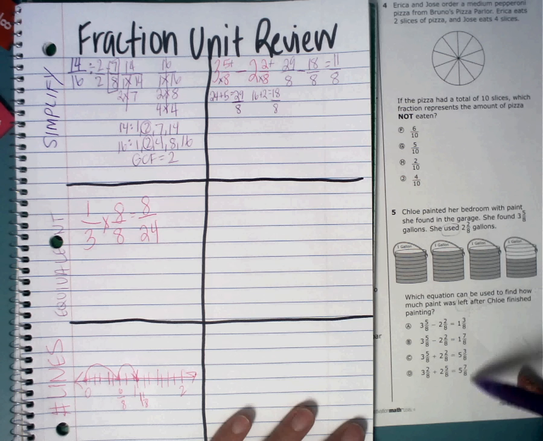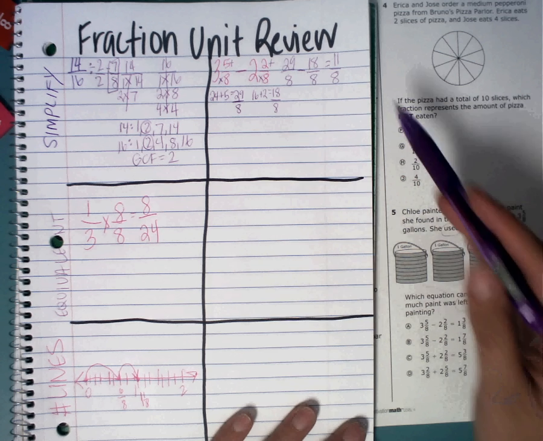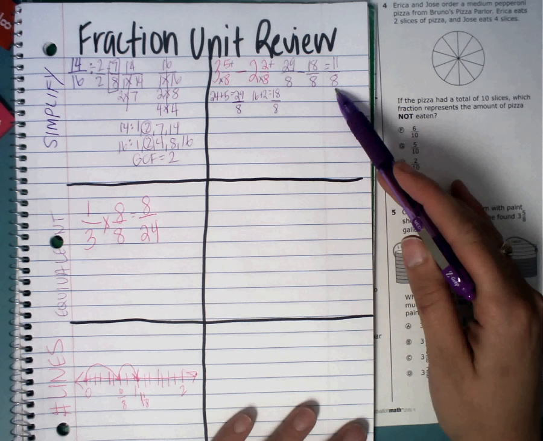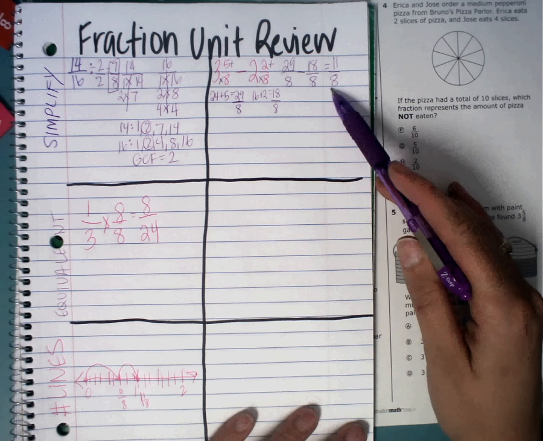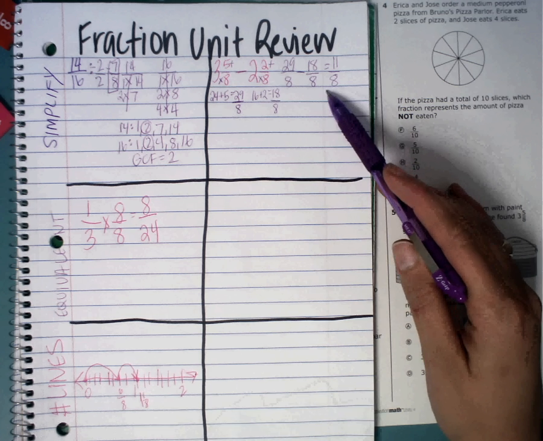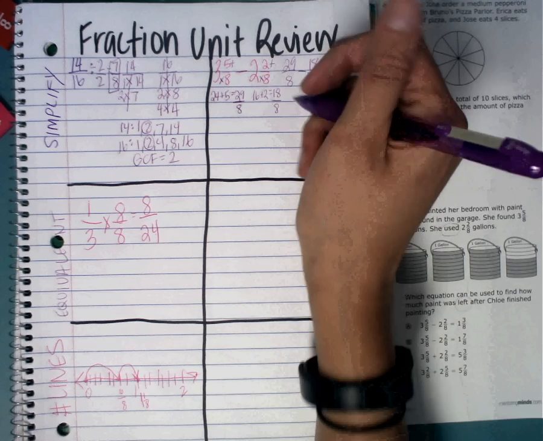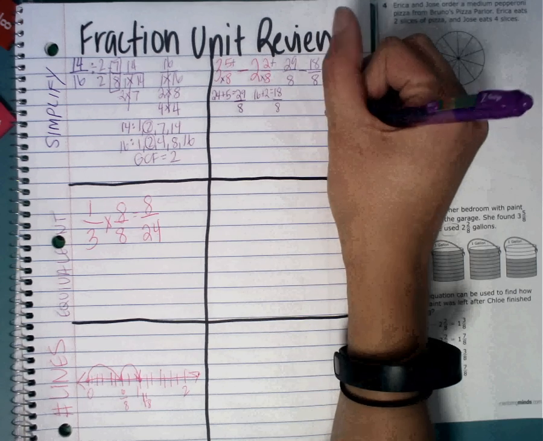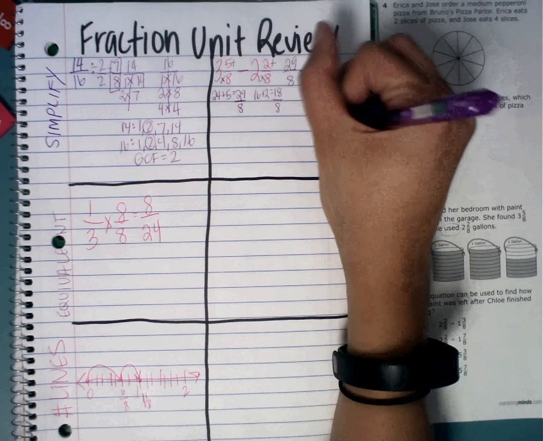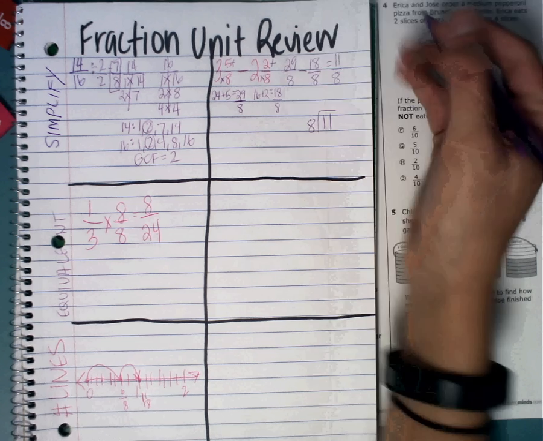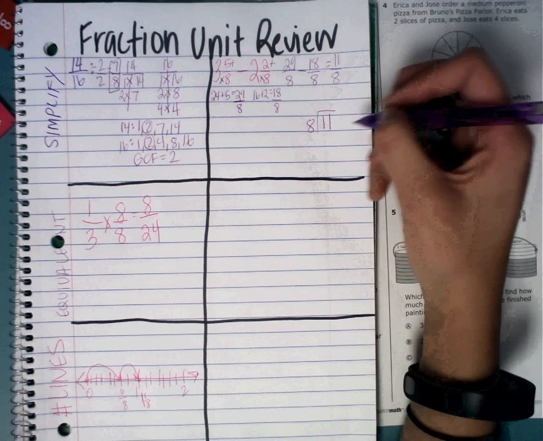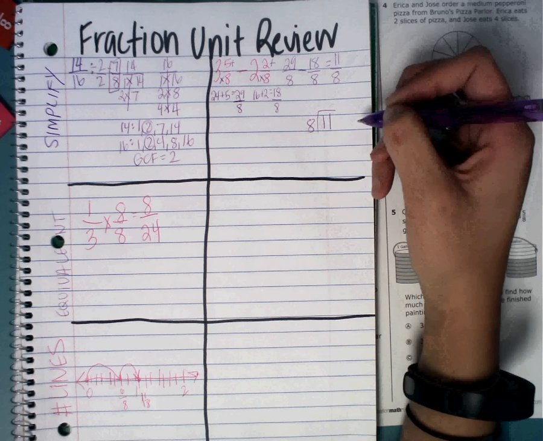So now I've got this, but if I look over here, all of these answers are in mixed number form, and my answer is in an improper fraction form. Uh-oh. What am I going to do with this? Well, I'm going to have to change it back to a mixed number by dividing it. 11 divided by 8. How many groups of 8 can I get out of 1?